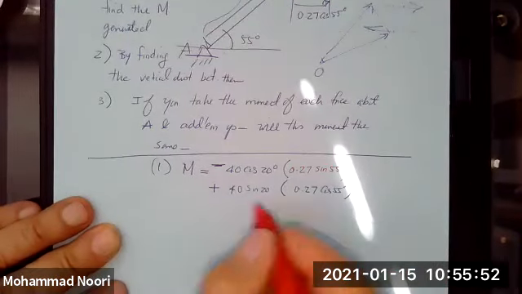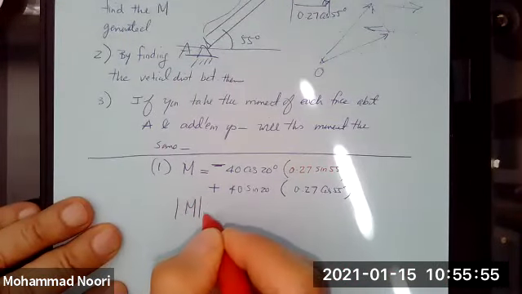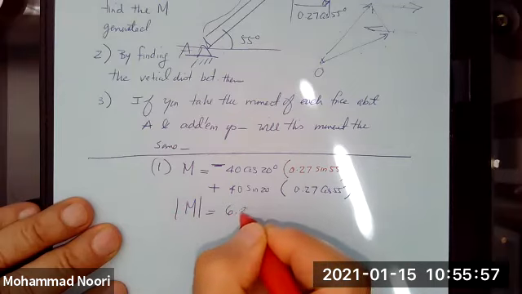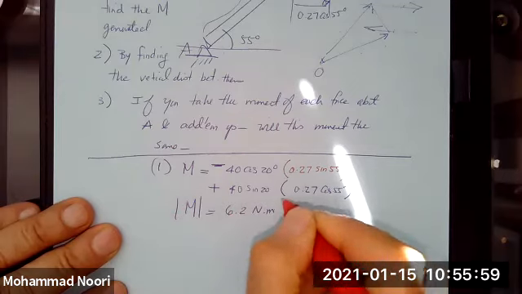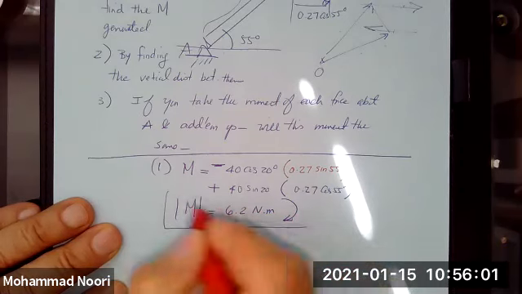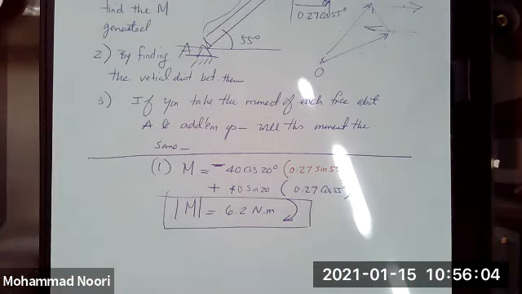And if you add these up, you get that the moment would be 6.2 Newton meter clockwise. Any question?